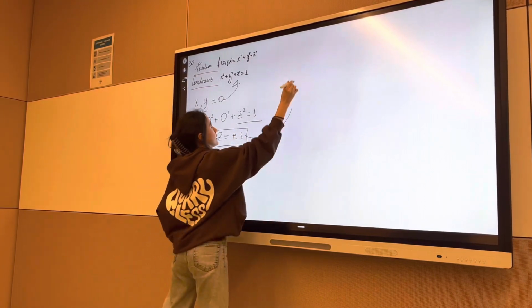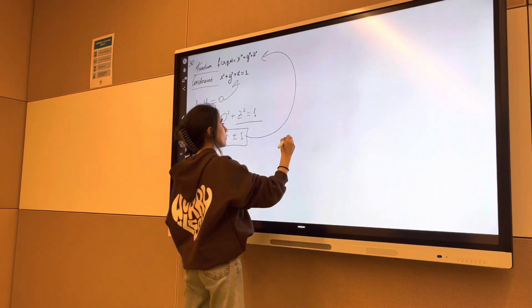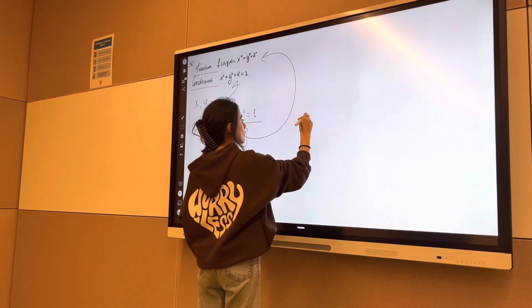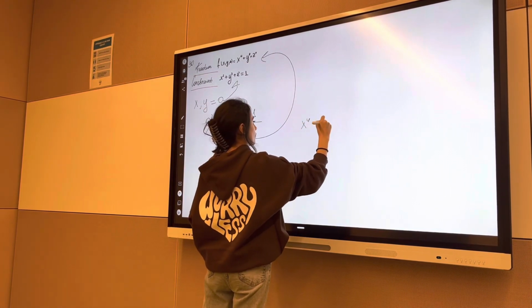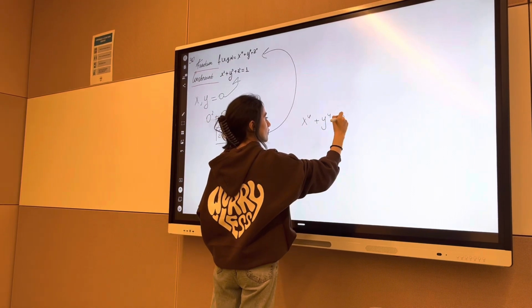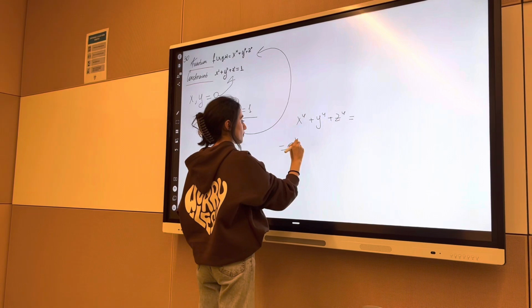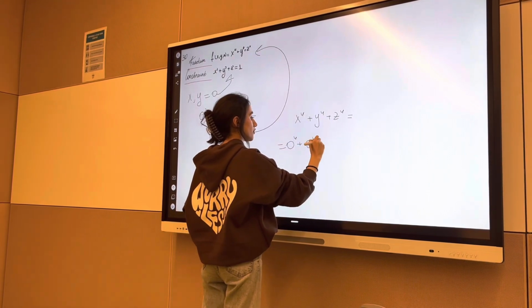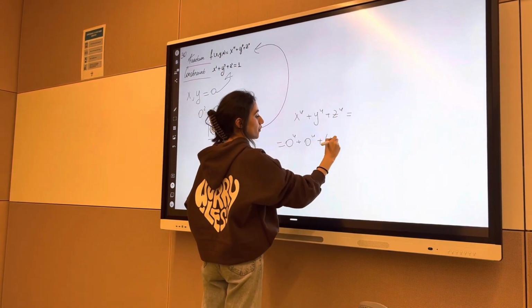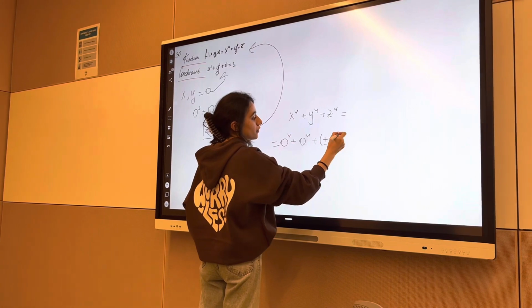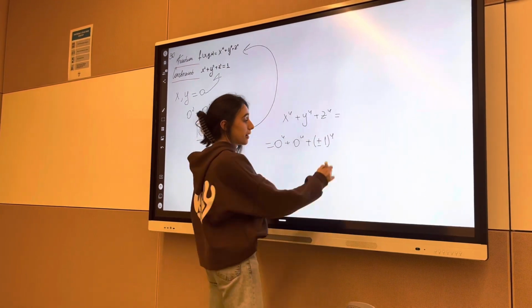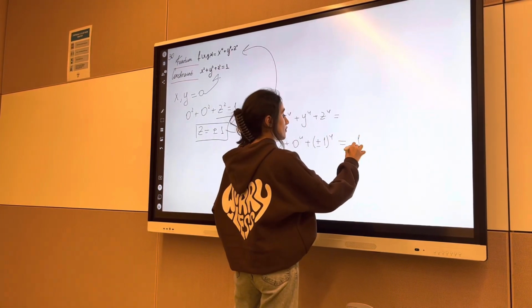Now we can plug it into our function. X to the fourth plus y to the fourth plus z to the fourth will be 0 to the fourth, 0 to the fourth, plus minus 1 to the fourth, because as we have the even degree, it doesn't matter. Our answer will still be 1.